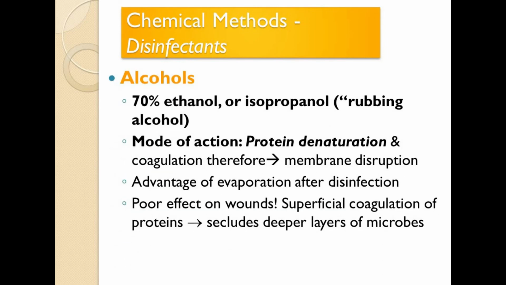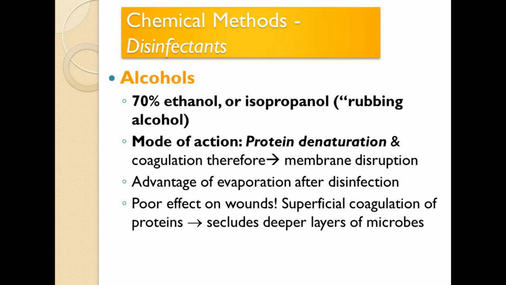So alcohols, 70% ethanol or isopropanol or rubbing alcohol, the mode of action is protein denaturation and coagulation, therefore membrane disruption. Therefore, the membrane of a certain microorganism will be disrupted because the function of your alcohol is for protein denaturation and coagulation. So the advantage of this is that it easily evaporates.